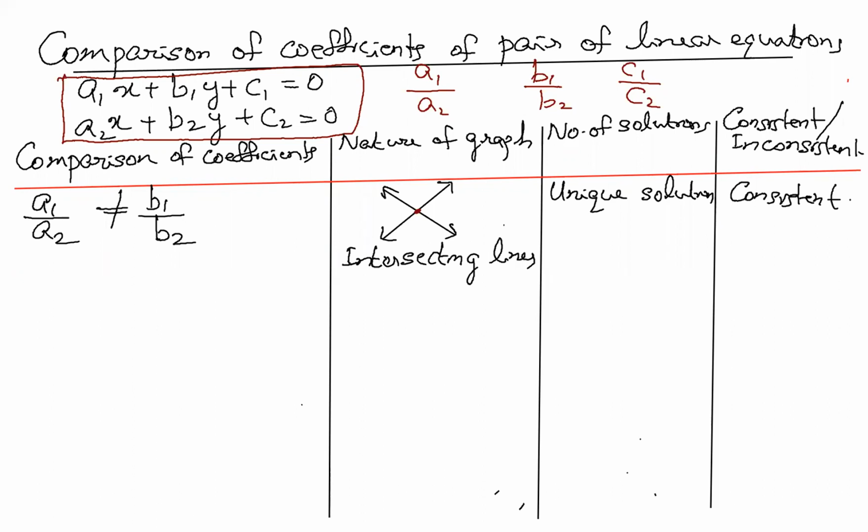That is all about the first point. I hope all of you understood. Now we can complete the first one. A1 by A2 is not equal to B1 by B2. The nature of the graph is intersecting lines. And the 1 point where it meets or intersects is the number of solutions. So the number of solutions is 1, or unique solution. If there is 1 solution, the equations are consistent.